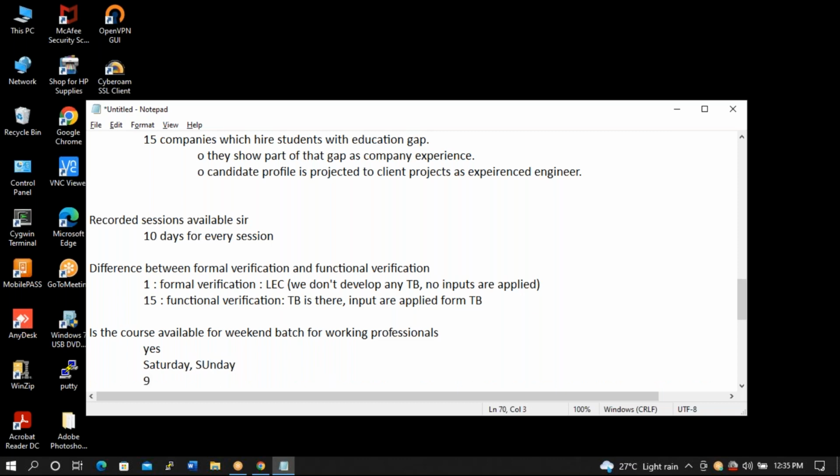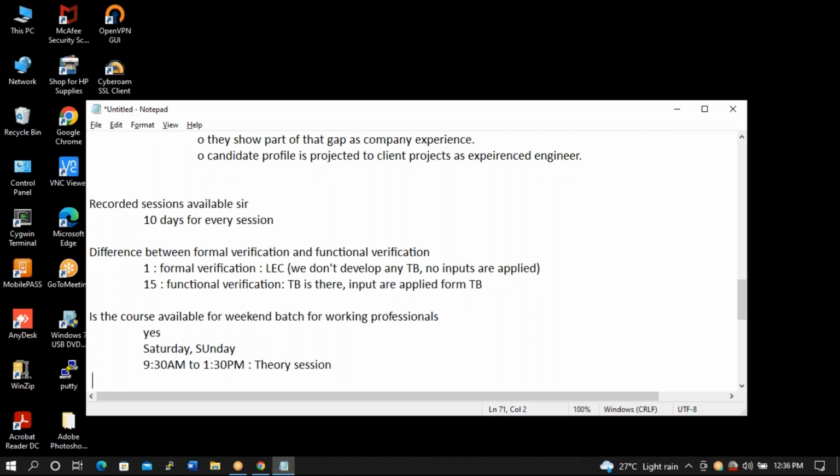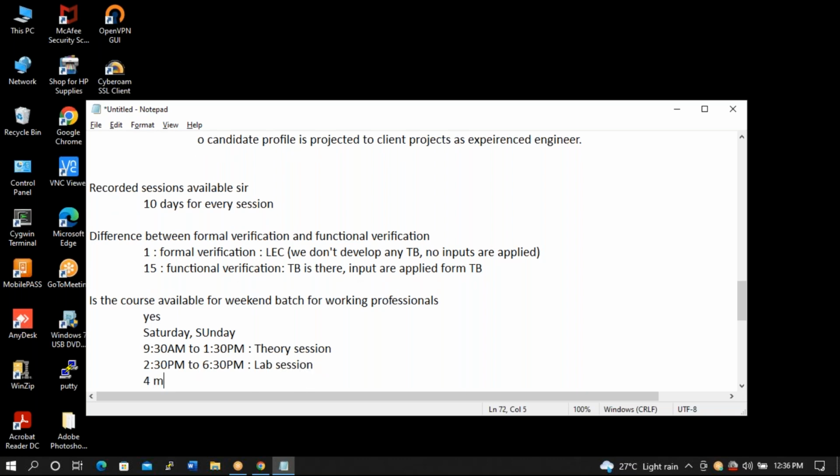It will be from 9 a.m. to 1 p.m. Or rather, I would say 9:30 a.m. to 1:30 p.m. is the theory session, both Saturday and Sunday. 2 p.m. or 2:30 p.m. to 6:30 p.m. is the lab session for the complete 4 months.